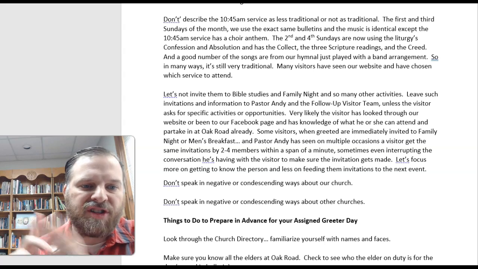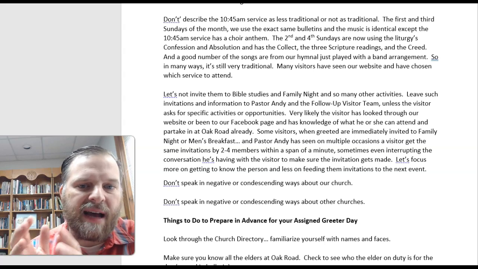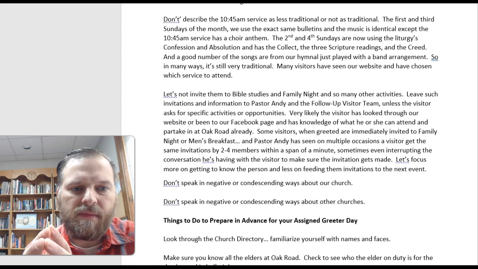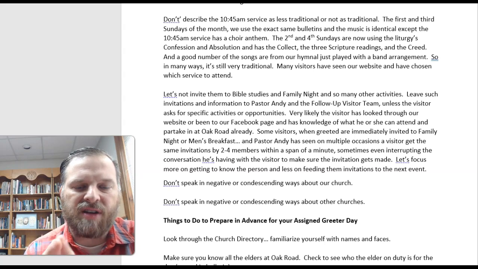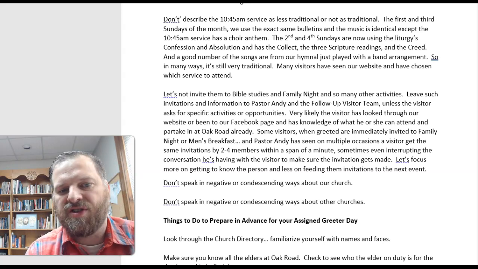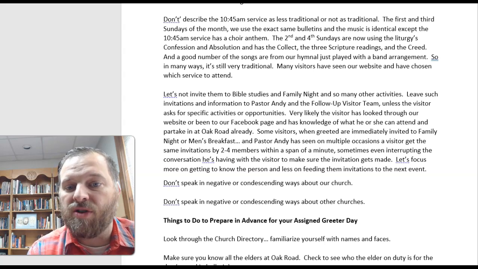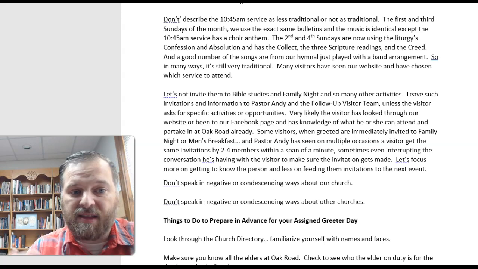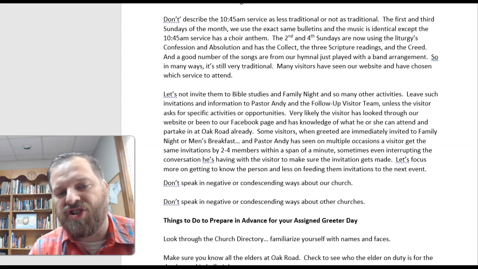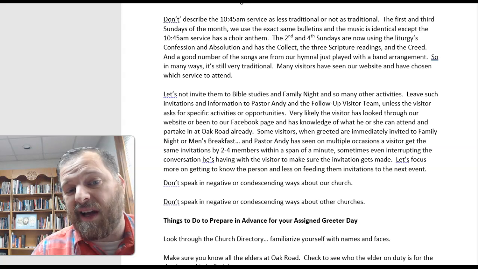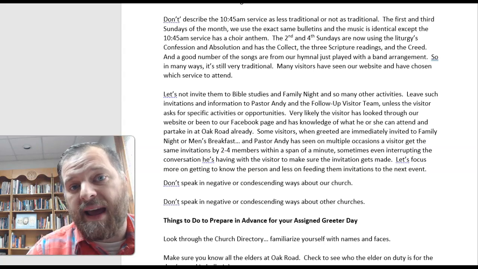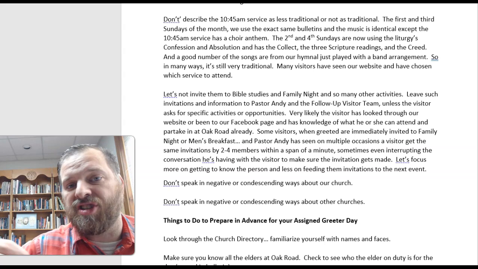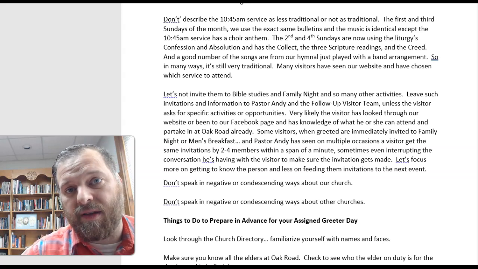Okay, so our first and third Sundays of the month, we use the same exact bulletins and the same music. The music's identical, except the 10:45 a.m. service has a choir anthem on that first and third Sunday. The second and fourth Sundays are now using the liturgy's confession and absolution and the collect, the three scripture readings, the creed, the Lord's Prayer. We're using all those elements. It's just instead of singing the Kyrie, we sing a worship song of some sort. And oftentimes we still are using hymns from our hymnal in that second and fourth Sundays. It's just that they're being played by a band with the band arrangement.